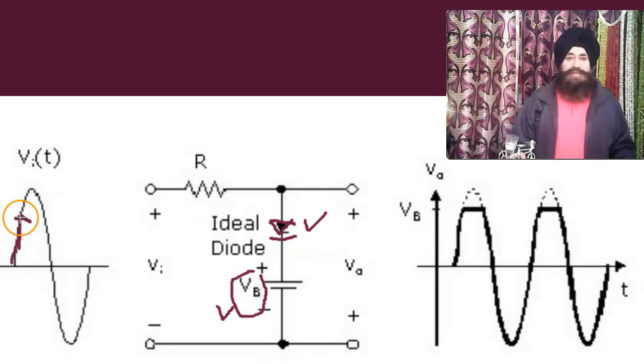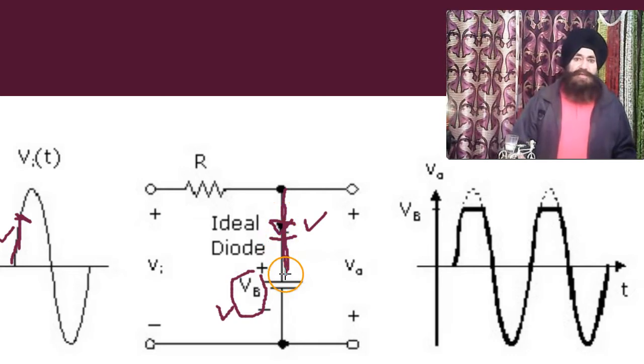Then this voltage tries to make it forward biased, and that voltage tries to make it reverse biased. So when this voltage goes up from this point, the forward biasing voltage increases as compared to VB. So this diode becomes forward biased. This is an ideal diode, so there is no voltage across the ideal diode.